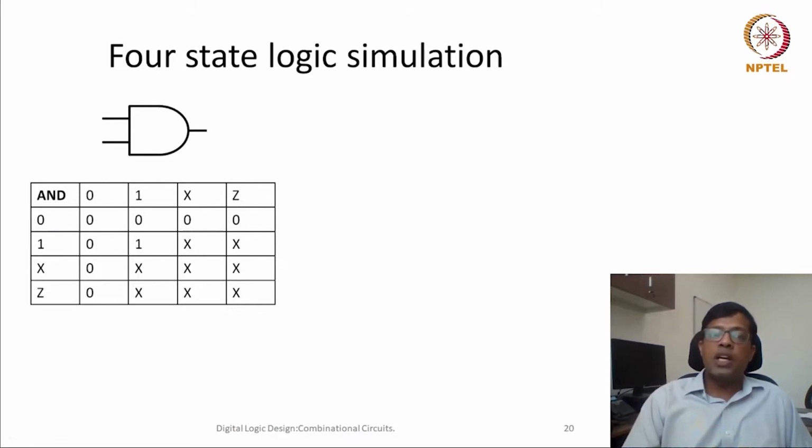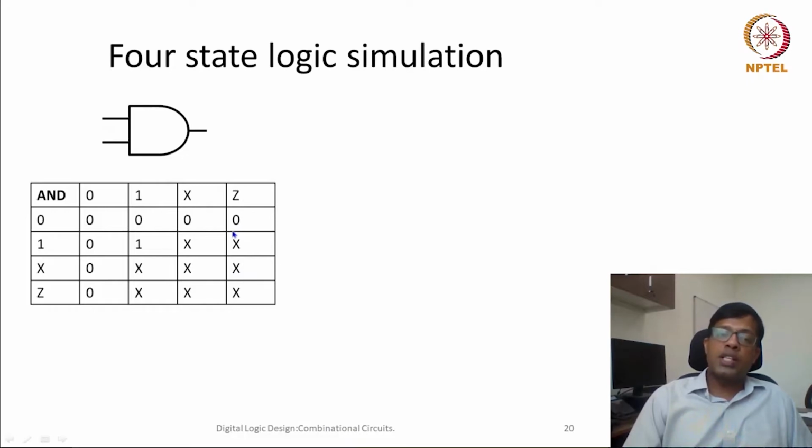Similarly, if one of the inputs is 1, then output 1 would be possible only if the other input is 1. Otherwise, if the other input is x, then the output would be x. If the other input is z, or high impedance, then still the output is unknown. We don't know what the output is. Similarly, if one input is x and the other input is also x, then the output is unknown. If one input is x and the other is z, then also the output is unknown.